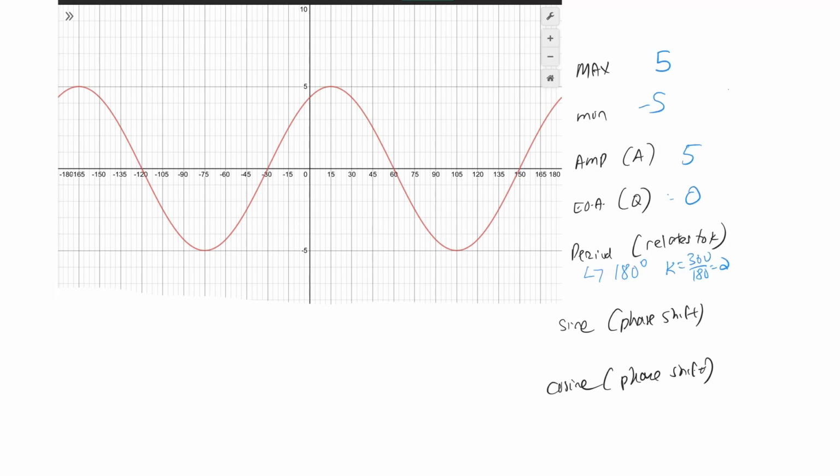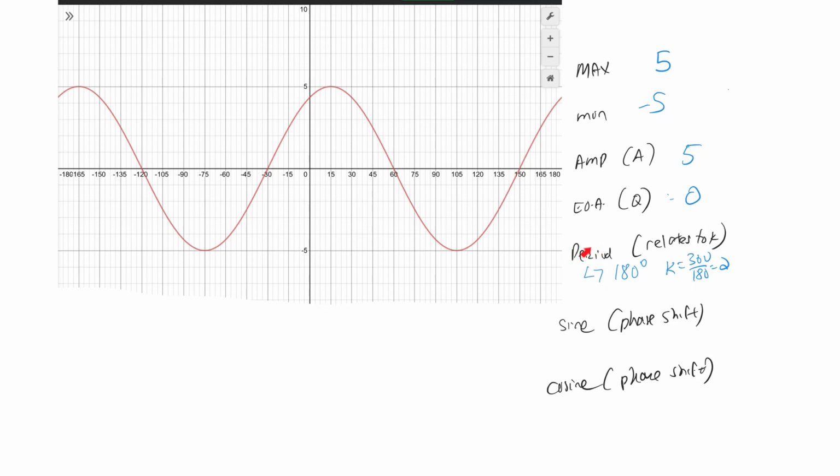The max is going to be 5 because the maximum is over here. The minimum is at -5, and I can see that the x-axis is my equation of the axis, and that's why the equation of the axis is 0. And the distance from the upper bump over here to here is going to be 5.